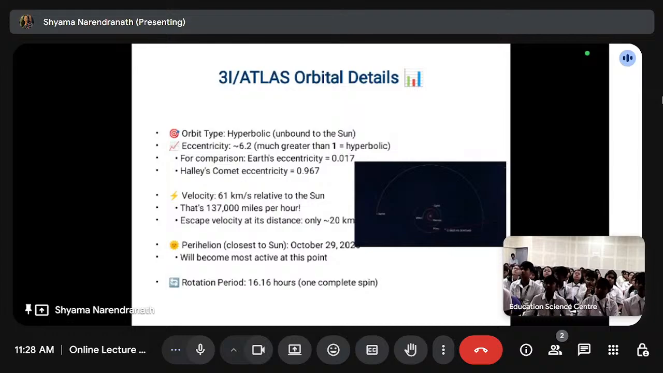We have now very good orbital details. It's not bound. The eccentricity is much higher, about 6. For comparison, Earth's eccentricity is 0.017, so it's an ellipse. Halley's comet is 0.967, so it's still bound. Velocity, as I said, is very high, and the escape velocity from the surface is only 20 kilometers per second.